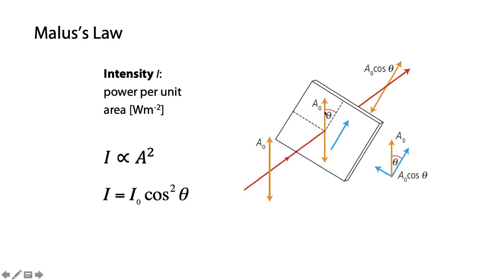If theta is 0, then the amplitude of the wave will continue completely unchanged. If theta was 90 degrees, pi divided by 2 radians, then no light would be transmitted. But if it's any other angle, then some light will be transmitted, and the amplitude of the transmitted light will be equal to A0, the initial amplitude, multiplied by cos theta. Since intensity is proportional to amplitude squared, as we saw earlier in the course, then the intensity of the transmitted light equals the intensity of the incoming light multiplied by cos squared theta. That's Malus's Law, and it's in the data booklet.